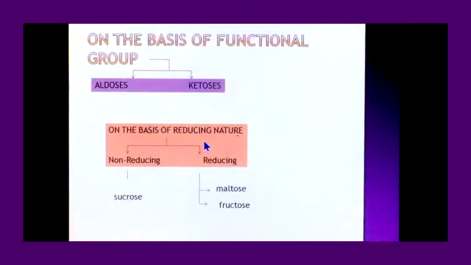Coming on to the third basis, that is on the basis of reducing nature. As you all know, reducing nature means that it chemically combines with certain reagents and gets reduced. So if a carbohydrate reacts with Schiff's reagent, Fehling solution and Tollens reagent, then it comes in the category of reducing carbohydrates. But if they are not able to reduce, then they come under the category of non-reducing carbohydrates. Reducing carbohydrates have examples such as maltose and fructose, whereas non-reducing is in the form of sucrose.